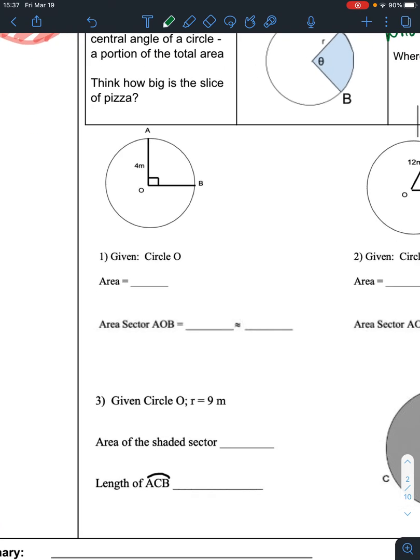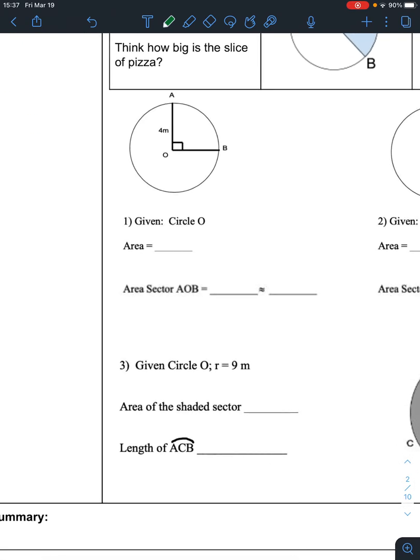So let's look at some examples. So I have this circle. It's always assumed that we want the small sector. If it isn't highlighted, if it isn't shaded, then it's always assumed that we want the little piece. So I want the area of the whole circle.